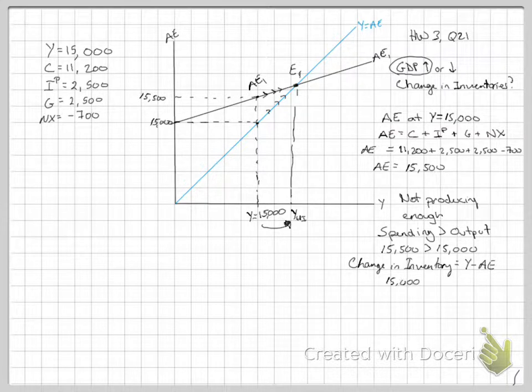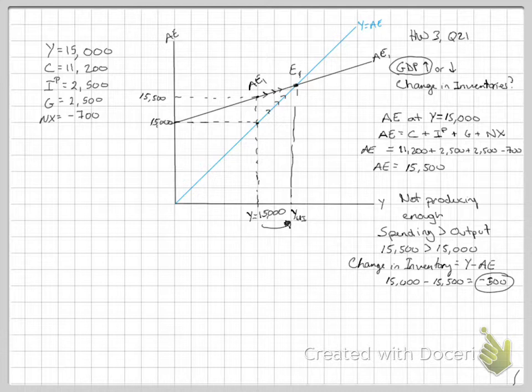15,000 units are produced, 15,500 units are sold, that means our inventory is going to go down by 500 because that's going to make up for this deficient production. So next period, we'll see that increase in Y. We'll move towards E1, right? And then when we go back to the question, filling in the sentence, we can see GDP is going to increase because the unplanned change in inventories is negative 500.